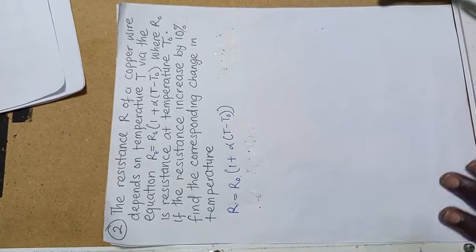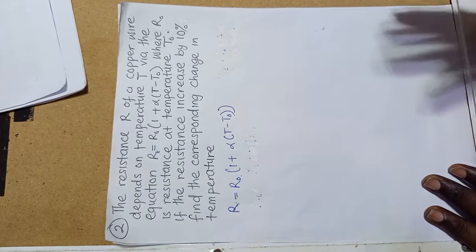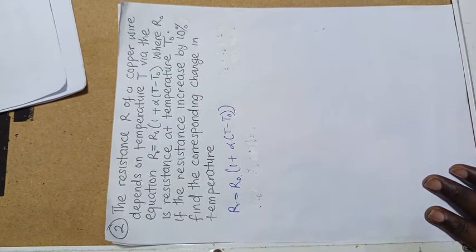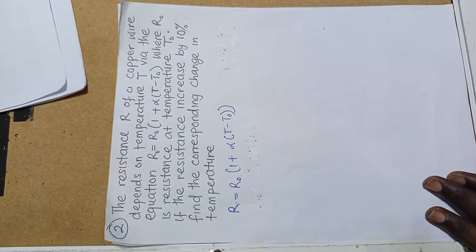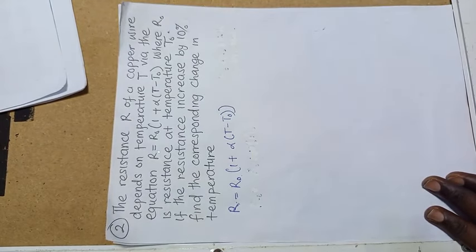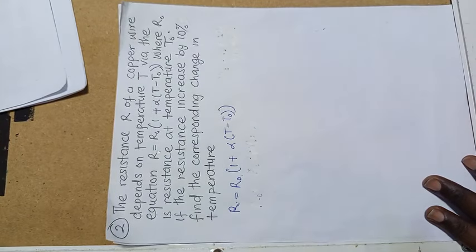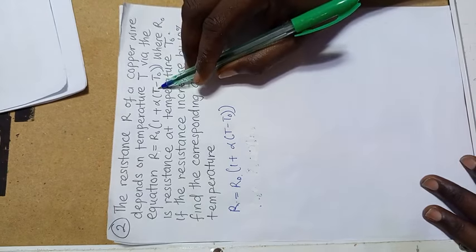We want to look at this second question that has to do with some technical question about temperature and heat measurement. This one says the resistance R of a copper wire depends on temperature T via the equation R equals R naught open bracket 1 plus alpha open bracket T minus T naught close the bracket, where R naught is the resistance at temperature T naught, that means initial temperature. Don't forget T is the final temperature.